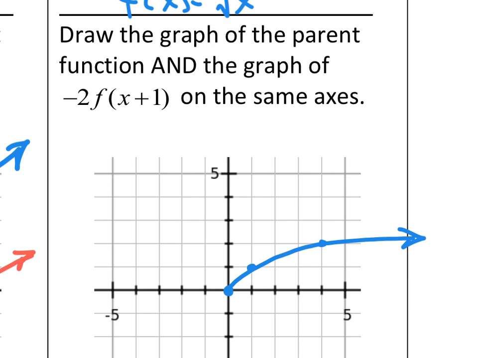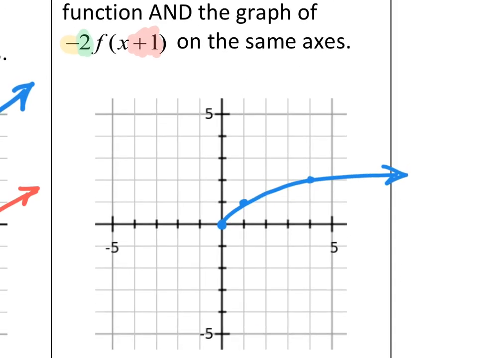And the transformations that we're asking you to do are to flip it and have a vertical stretch. In fact, let me back up just a second and talk about that. This negative at the beginning means to flip it over the x-axis. And the 2 is separate from the negative. That means that it's a vertical stretch of 2. And then the plus 1 inside the parentheses means that it shifts left 1.